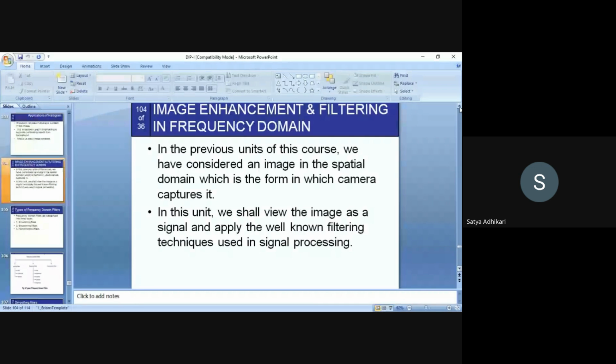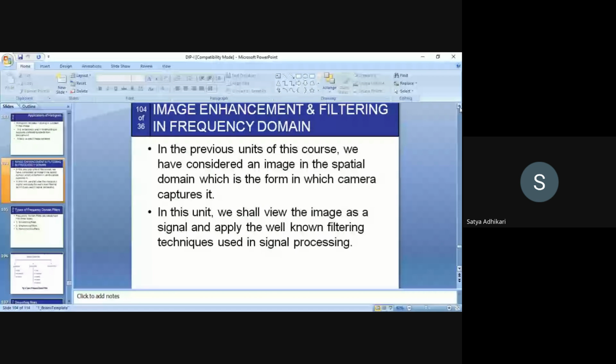So we know that image filtering is done in two ways. One is the spatial domain, another is the frequency domain. We have already discussed the spatial domain. Let us see how image enhancement and filtering is done in the frequency domain.